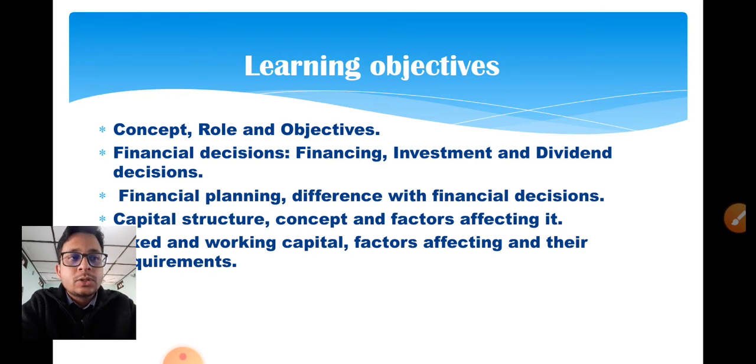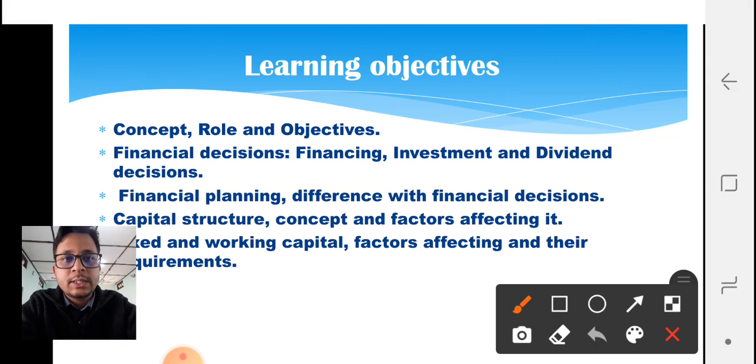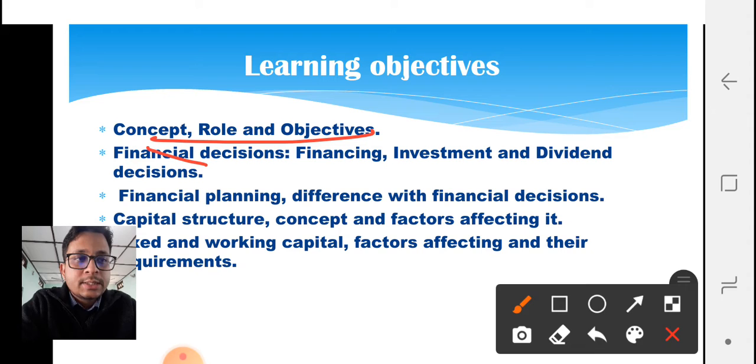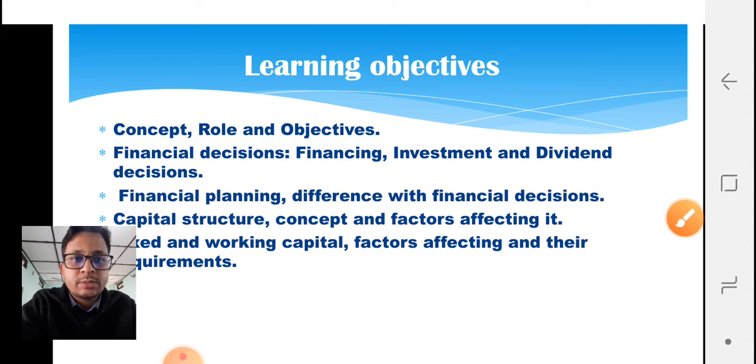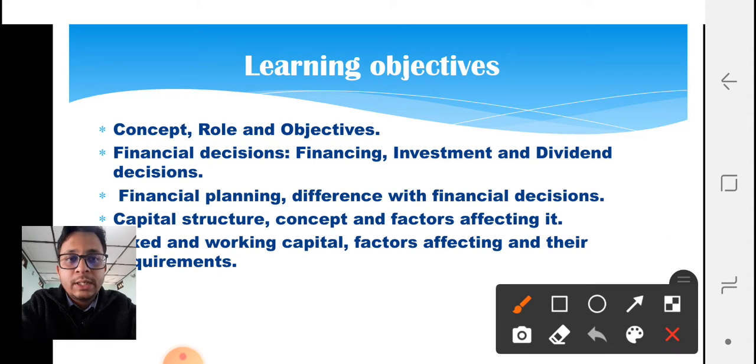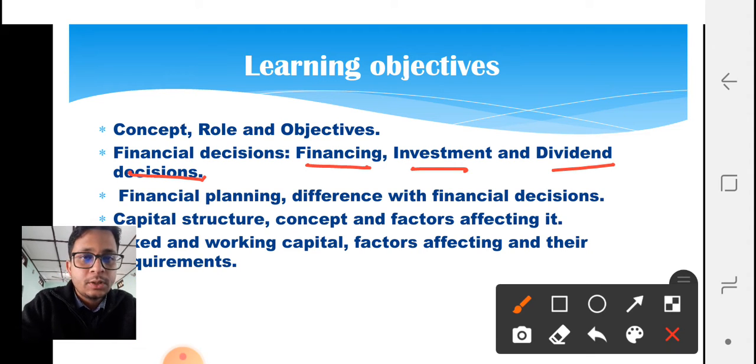Now we will be discussing briefly the various concepts or topics that we will get to know in this chapter. The first thing we will be discussing is the concept, role and objectives of financial management. Whenever we talk about financial management, we need to refer to three decisions. Number one is your financing decision, number two is your investment decision, and number three is your dividend decision. That is actually the concept of financial management.